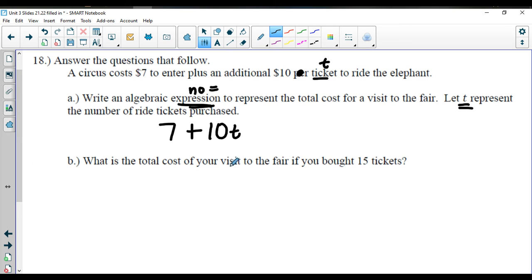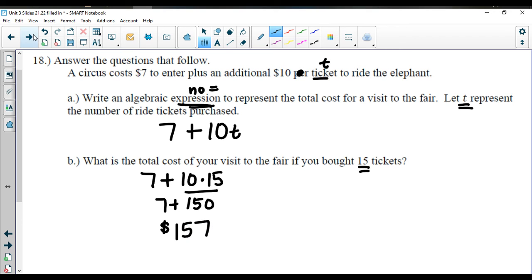Part B, what is the total cost of your visit to the fair if you bought 15 tickets? So we're going to have 7 plus 10 times 15. I'm going to go ahead and do these first. So that's 150 plus 7. So it's $157 if you bought 15 tickets to ride the elephant.